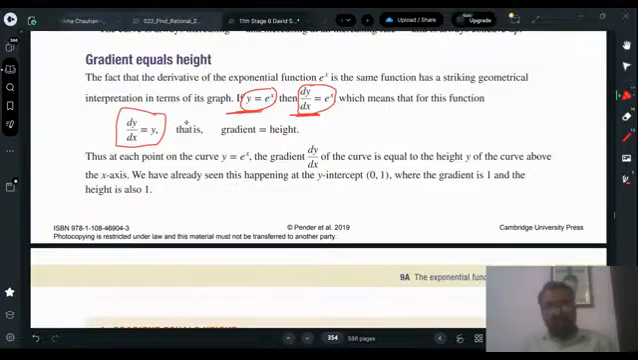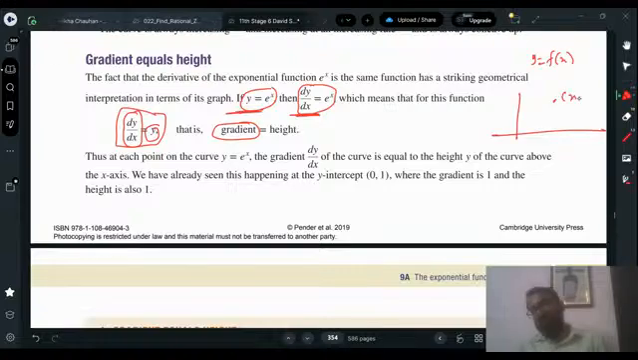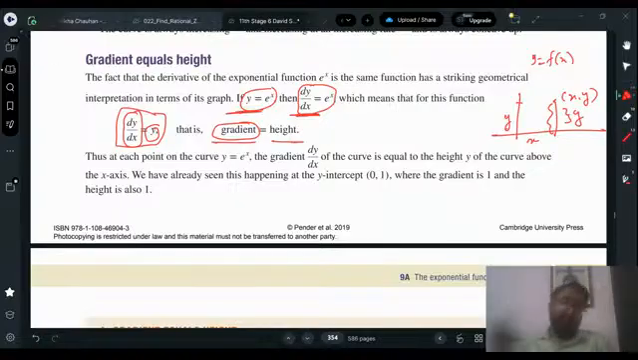It means dy by dx is the gradient, and y is the height. Y equals f of x wherever you draw. So here, if this is the point (x, y), this is the height, this is y, this is x. So this is said to be the height. So gradients are equal to heights in the exponential function. That's why gradient equals height. Is this clear or no?